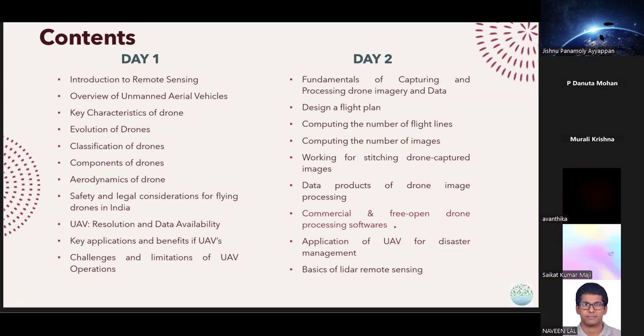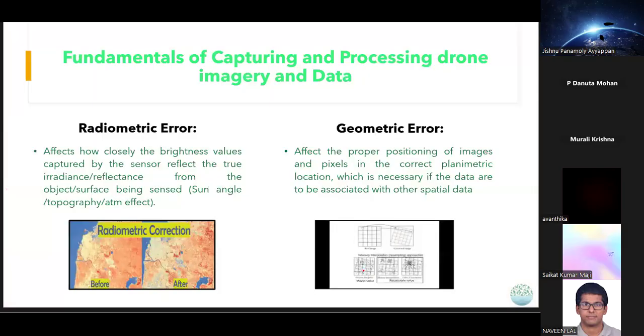And I will mention a few commercial and free and open software for drone image processing, which you can look up later. Then I will talk about the applications of UAV for disaster management, and I will specifically talk about landslide studies where drone technologies can be incorporated. And then I'll wind up today's session by giving you an insight into the basics of LiDAR remote sensing. Now let's move forward. So first comes the fundamentals of capturing and processing drone imagery and data.